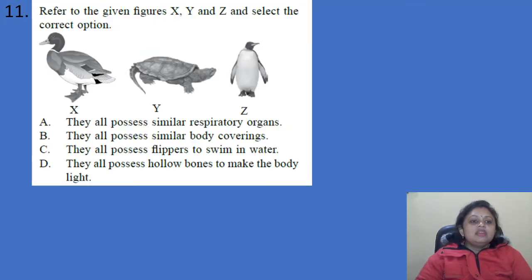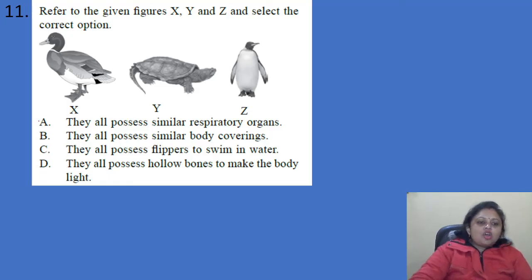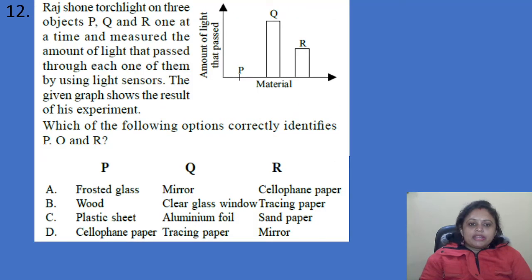Coming to the next question, refer to the given figures X, Y and Z and select the correct option. Option A, they all possess similar respiratory organs. B, they all possess similar body coverings. C, they all possess flippers to swim in water. D, they all possess hollow bones to make the body light. Here the correct answer is option A, they all possess similar respiratory organs. All the 3 organisms present here have similar respiratory organs, that is lungs. Got it? Coming to the next question.